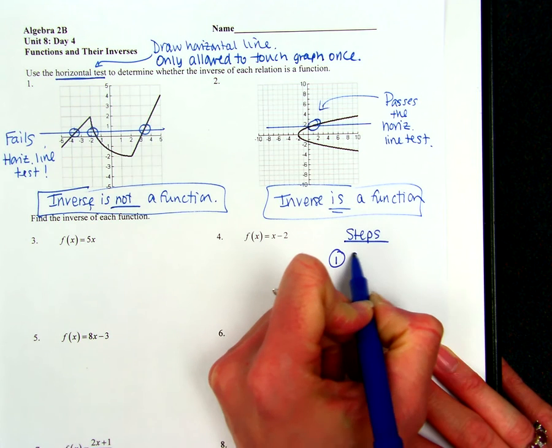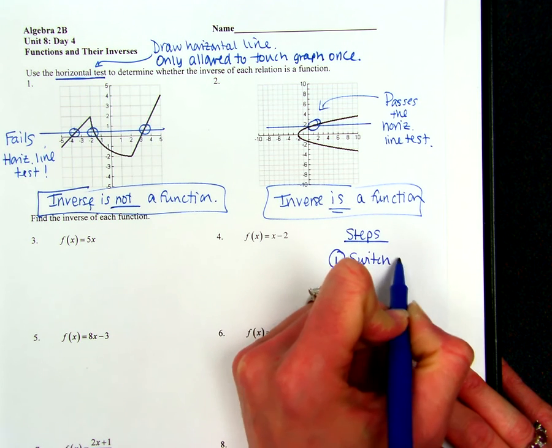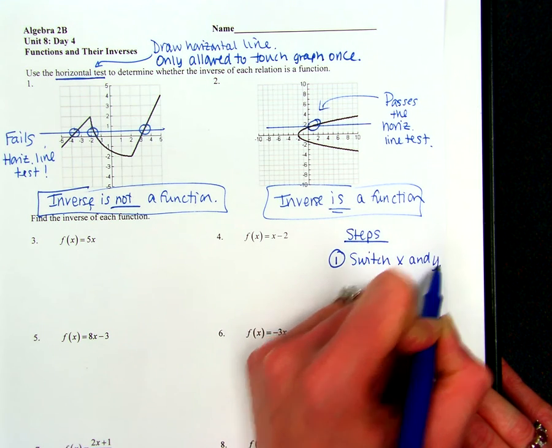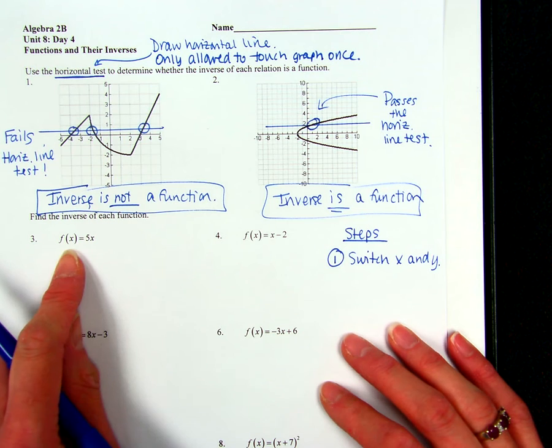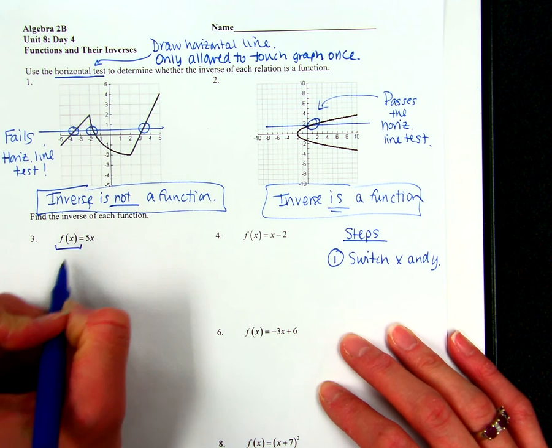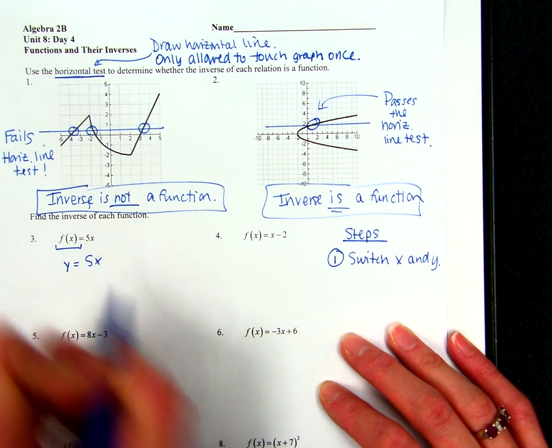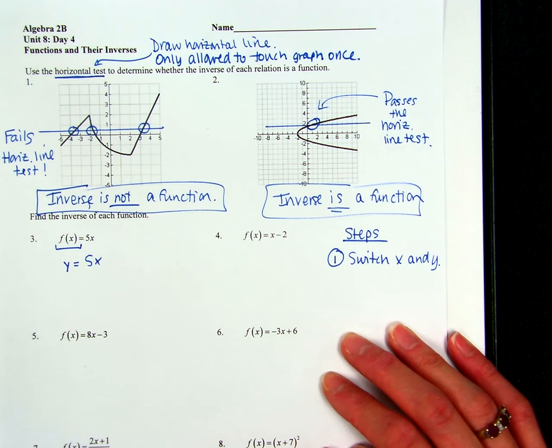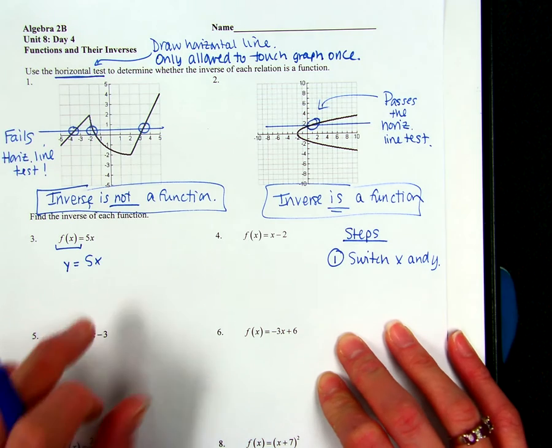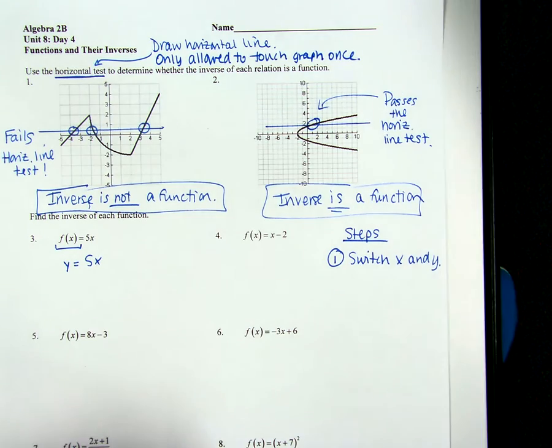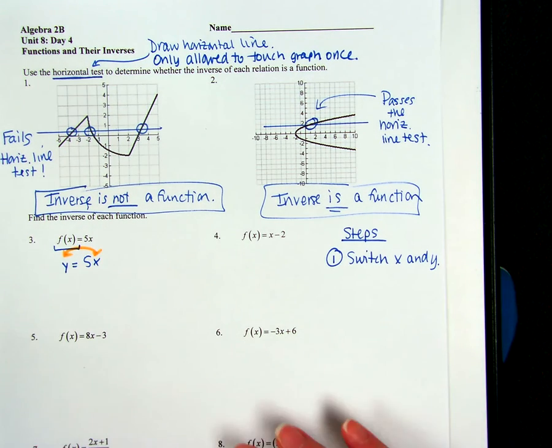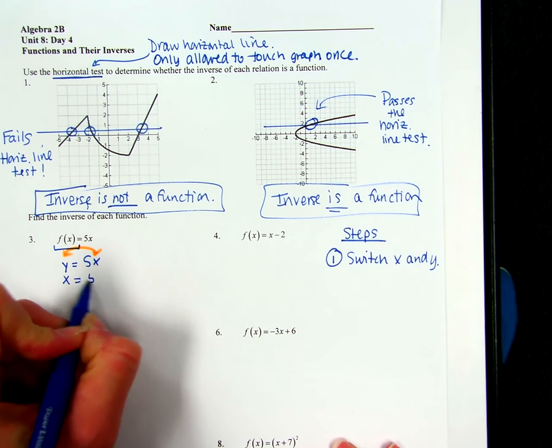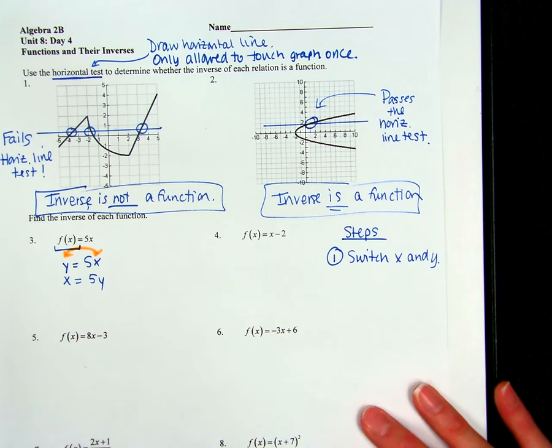So for finding the inverse, I'm just going to write some steps off to the side here. So first thing you're going to do is actually switch the x and the y. So first off, in number 3, I don't even see a y. You should remember that this means y equals. Okay, so f of x is the same as y equals. So I'm going to take my x and y, and we're actually going to switch them. So I'm going to put x where I saw y and put y where I saw an x. All right, that's step 1.